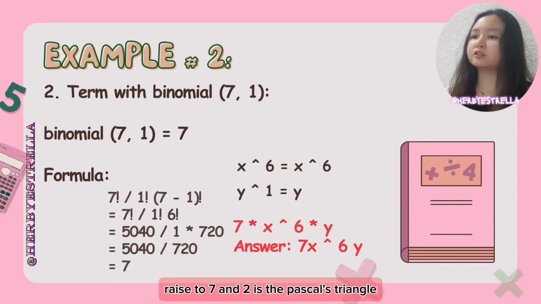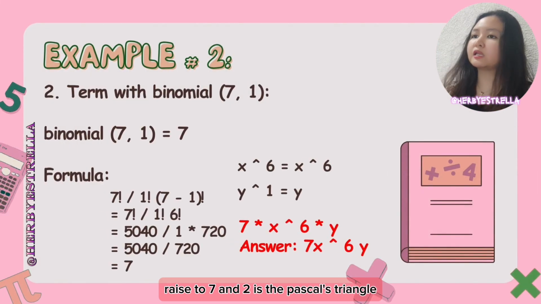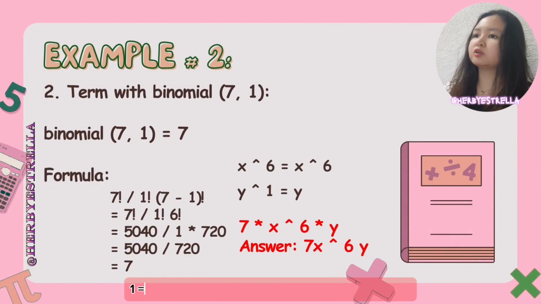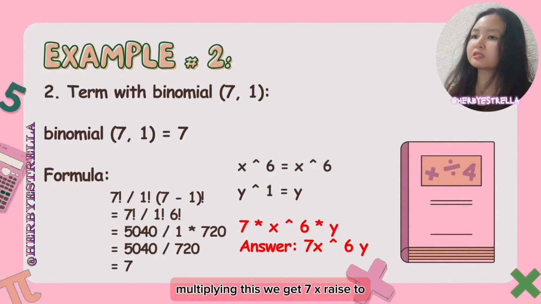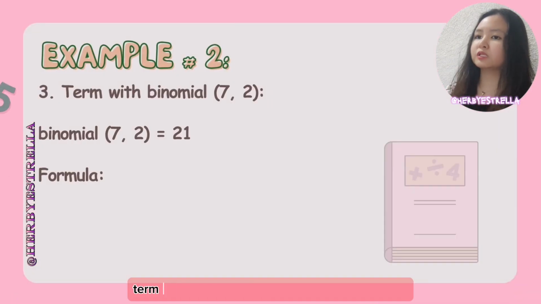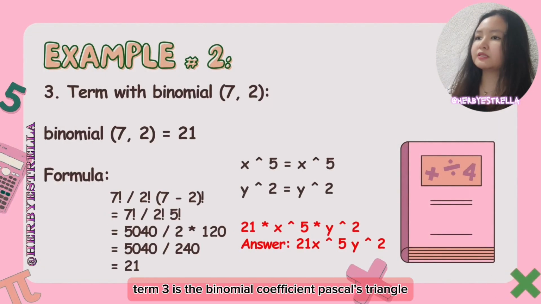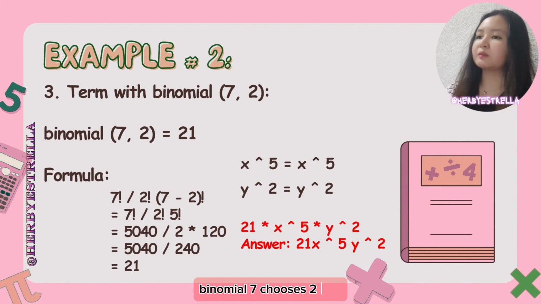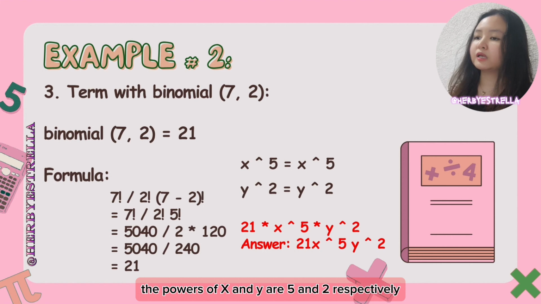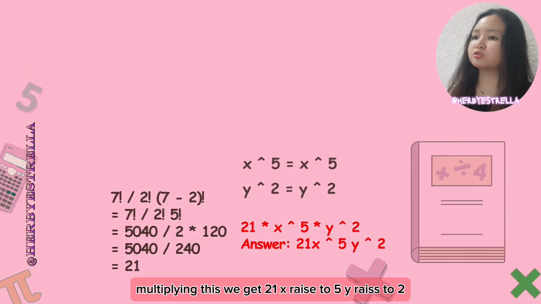Term 2 is, the binomial coefficient binomial 7 choose 1 equals 7. The powers of x and y are 6 and 1 respectively. Multiplying this, we get 7x^6y. Term 3 is, the binomial coefficient binomial 7 choose 2 equals 21. The powers of x and y are 5 and 2 respectively. Multiplying this, we get 21x^5y^2.